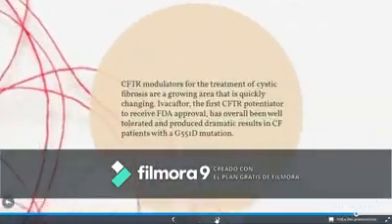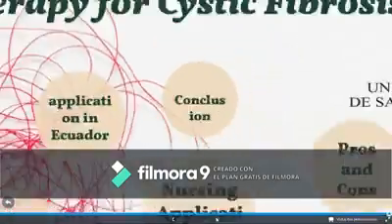Conclusion. CFTR modulators for the treatment of cystic fibrosis are growing, and that is quickly changing. If we capture the first CFTR potentiator, the approval has however been tolerated and produces dramatic results in CF patients with a G551D mutation. Thank you.